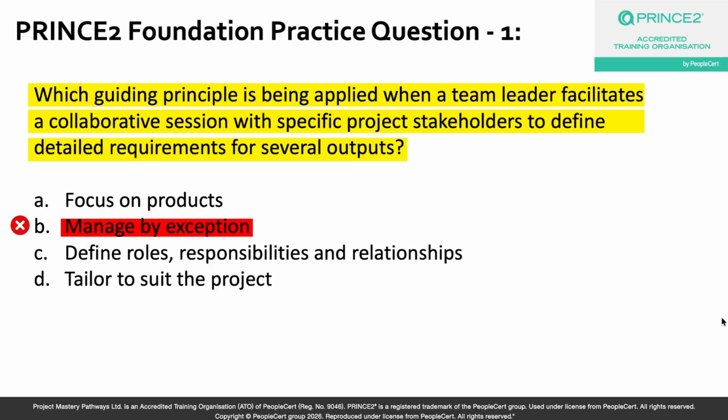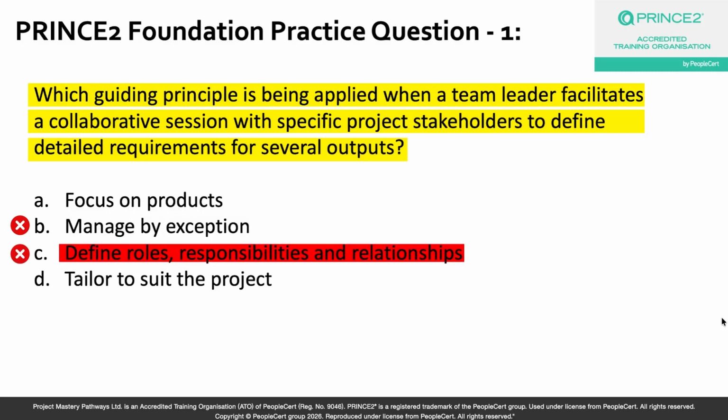Now let's look at option C, define roles, responsibilities and relationships. Now that might seem tempting on the surface because stakeholders are involved, right? But the principle of defining roles, responsibilities and relationships is about establishing who is accountable for what within the project management structure, specifically across the business, user and the supplier communities, okay? It is about the governance framework, and the scenario described here is not about clarifying who does what, right? It's about defining what the project needs to produce. So that is why option C is also an incorrect answer choice.